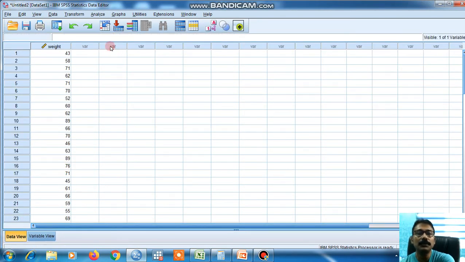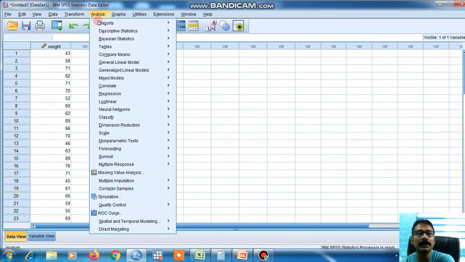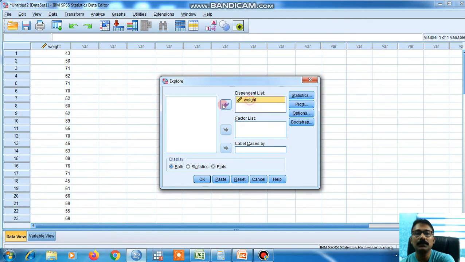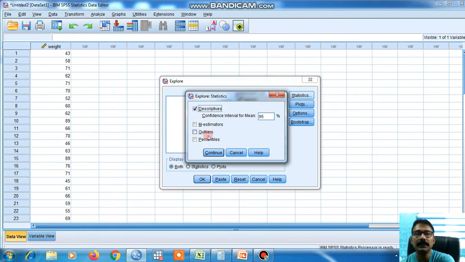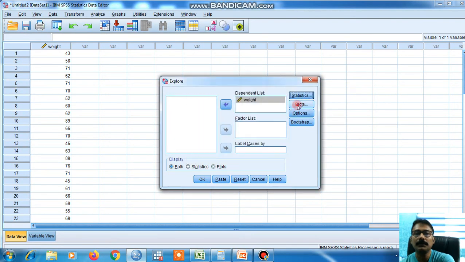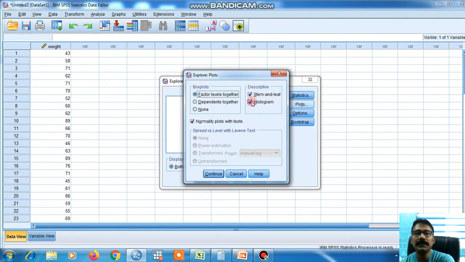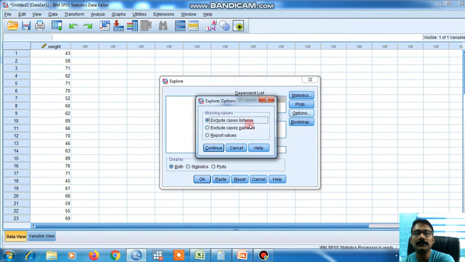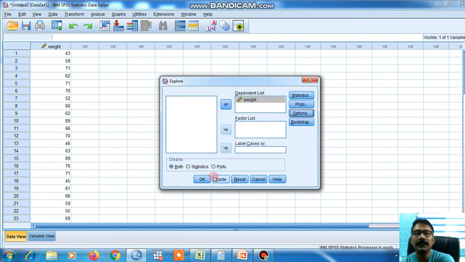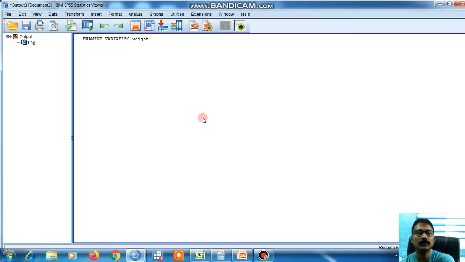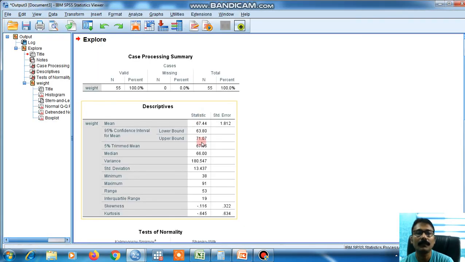Now, how to go for the normality test? Go to Analyze, go to Descriptive Statistics, go to Explore. Weights are given here, so you have to take them to the right side. Go for Statistics, no change, Continue. Plots: stem-and-leaf, click histogram, normality plots. Continue, Options, no change, Continue, then click OK.